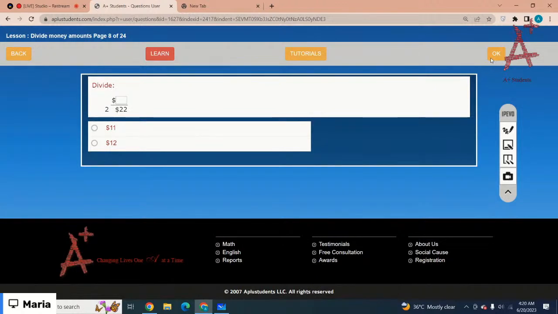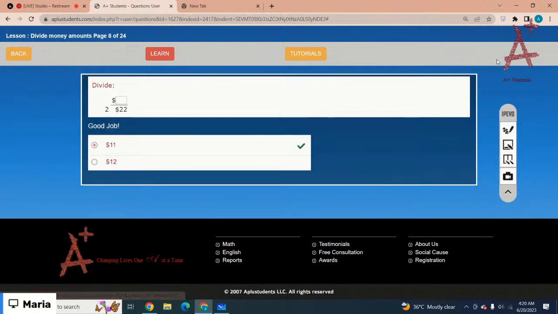Okay, you have to divide 22 divided by 2. So which is the correct option? 2 times what number makes 22? Yes, very good. That would be 11. 2 times 11 makes 22. So the correct option is 11.